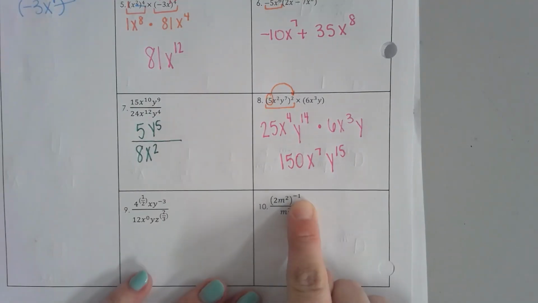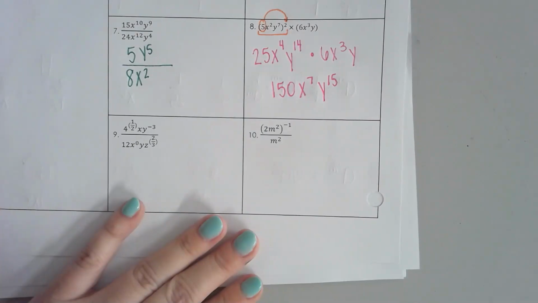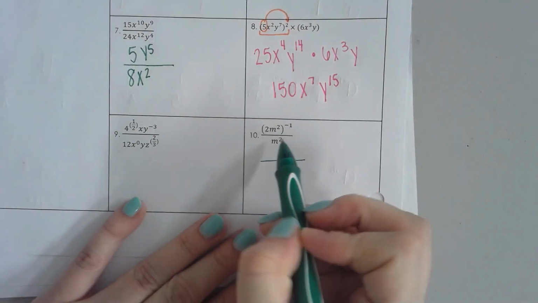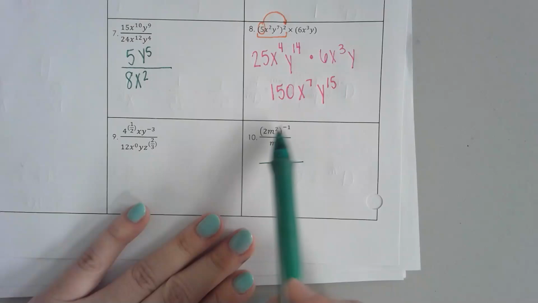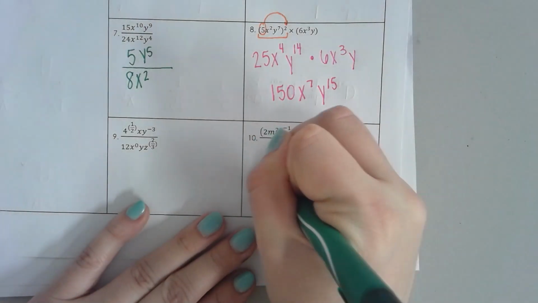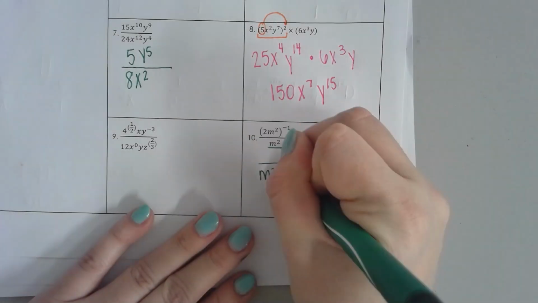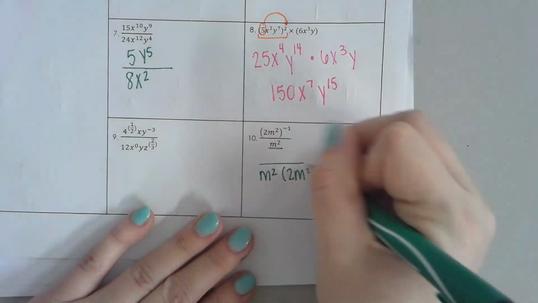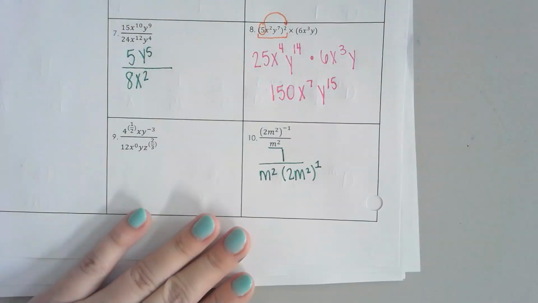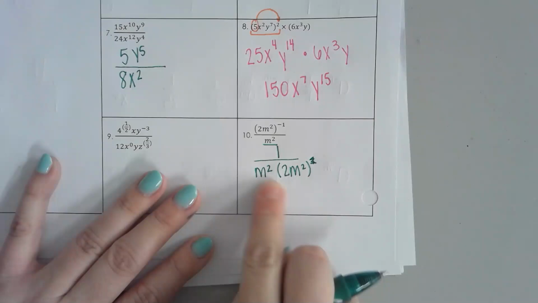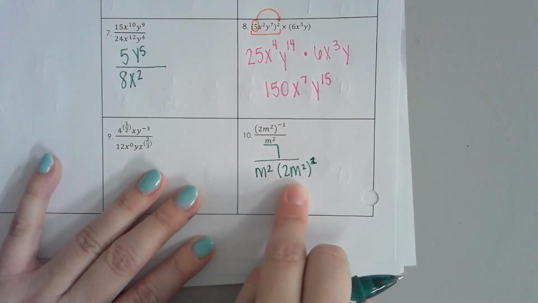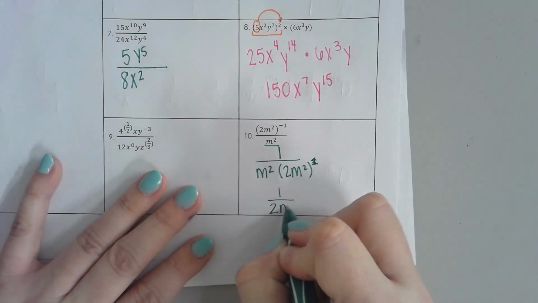What does this negative 1 exponent mean? It's going to move to the bottom. What's going to move to the bottom? The whole 2m squared. So this first m squared is staying. The 2m squared came down, and that became a positive 1 power, leaving a 1 in the numerator. What does a positive 1 power mean? It doesn't really do anything, right? So I can just multiply these, and I get 1 over 2m to the 4th.